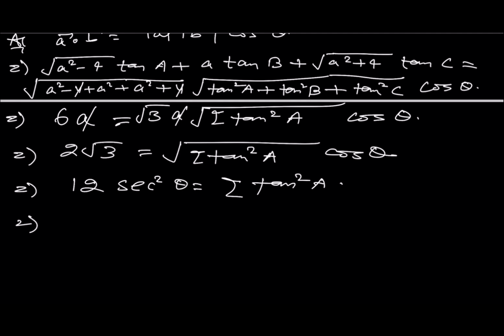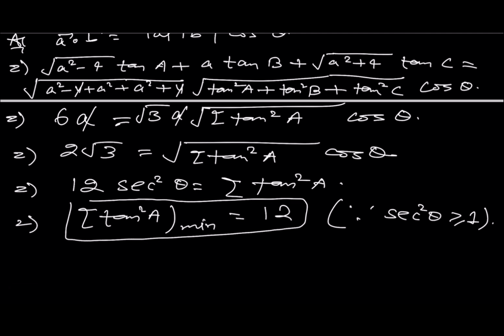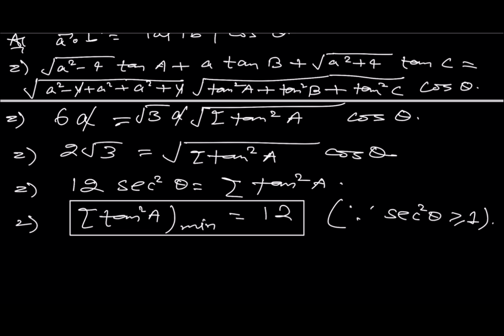So summation tan square A minimum is equal to 12 because sec square theta is greater than or equal to 1. As sec square theta has minimum as 1, so summation tan square A has minimum as 12. So the question has been solved using vectors very easily.